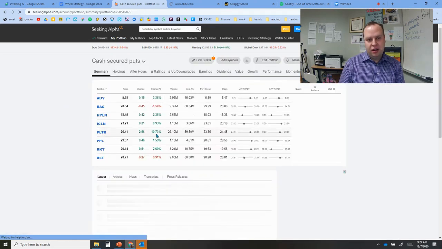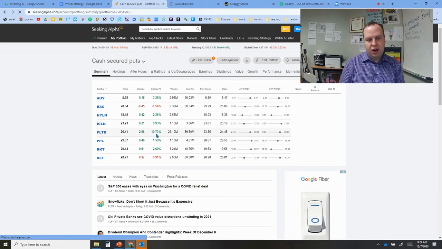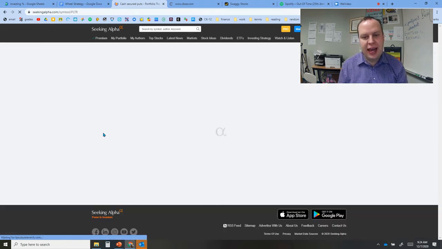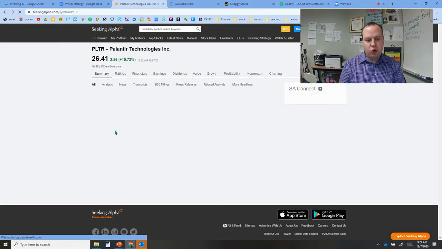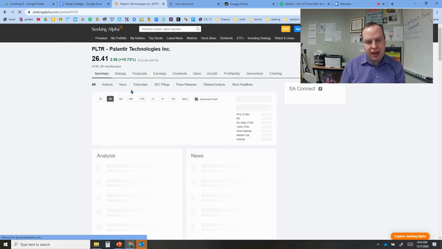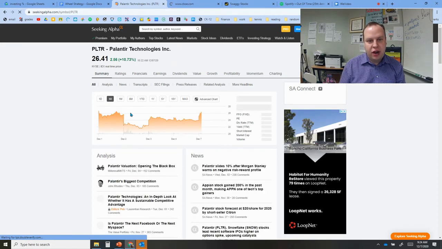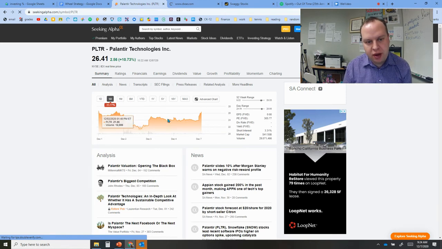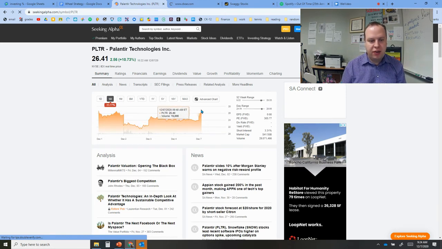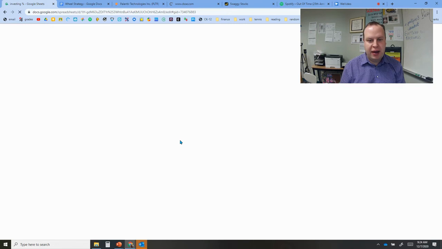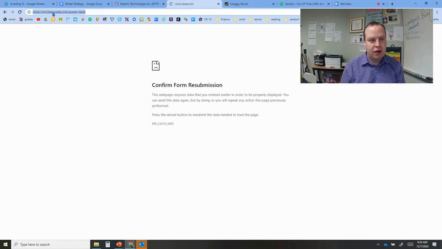PLTR is up 10% just today. The stock has been moving quite a bit up and down. It had a lot of down days last week, bounced back up to where we are again. So the option trade on this one's going to be moving quite a bit. See that big drop down, big drop back up, and it's shooting up again. So let's say we're going to do this for PLTR.